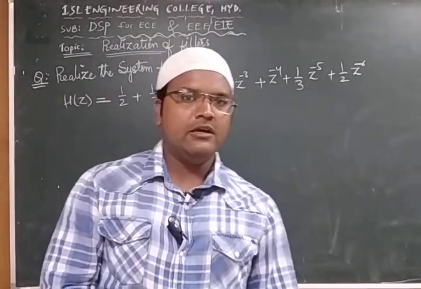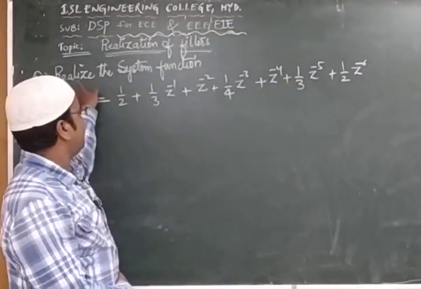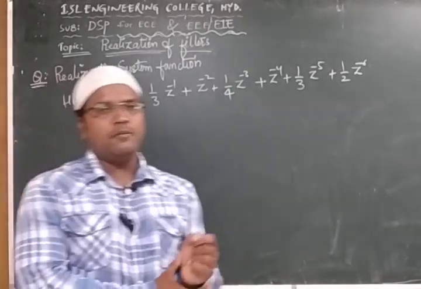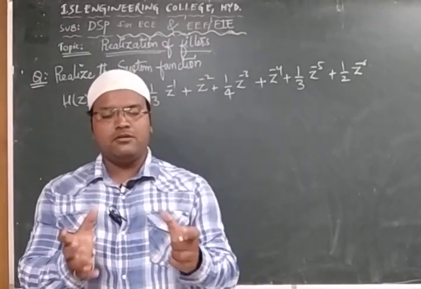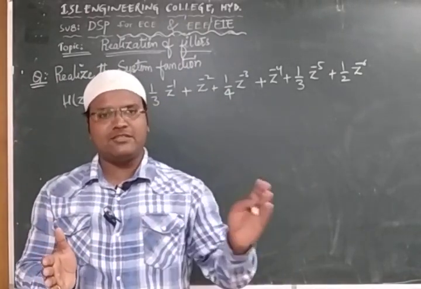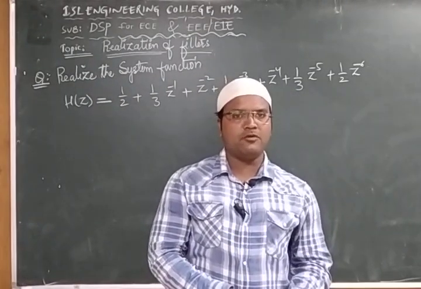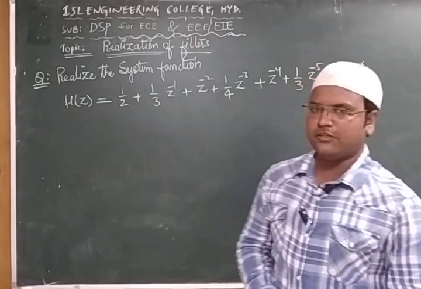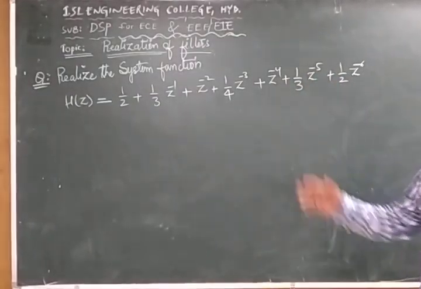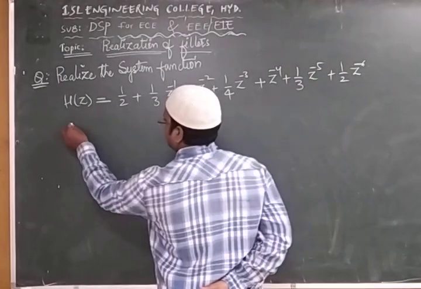We need to find the realization of that function by using the realization of type 1, type 2, and cascaded form. These things we already covered, so we are continuing the same problem by doing the realization of the function. In order to proceed with this problem, we need to know the linear phase filter.